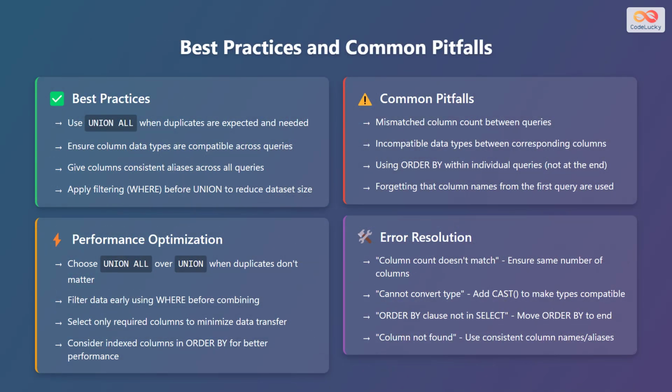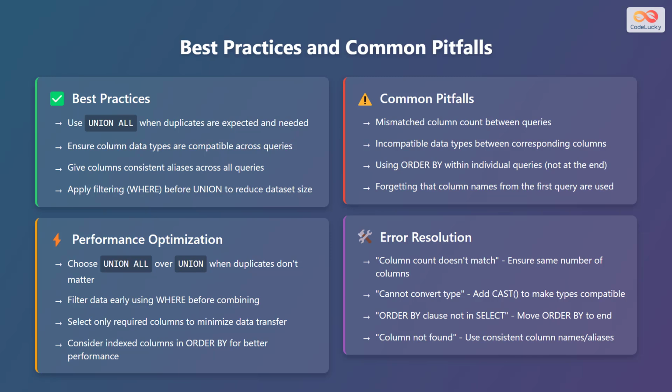Let's cover some best practices and common pitfalls when working with union and union all. It is best to use union all when duplicates are expected and needed. Make sure that the column data types are compatible across queries, and give columns consistent aliases across all queries. Also, apply filtering using the where clause before union to reduce the dataset size.